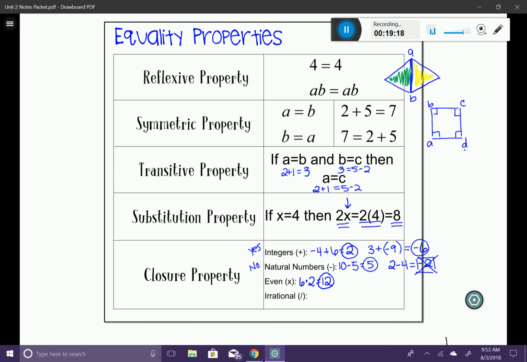Now, is there anything you can think of that doesn't work? I have another example. How about just 10 times 4? 10 times 4 is 40, right? 40 is an even number, so therefore even numbers are going to be closed under multiplication.